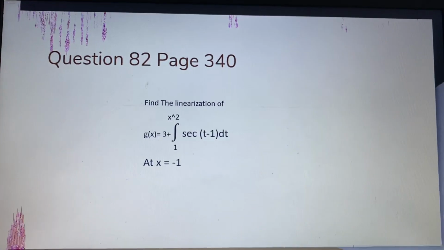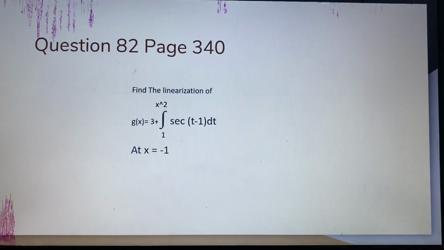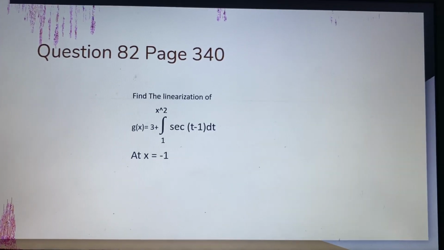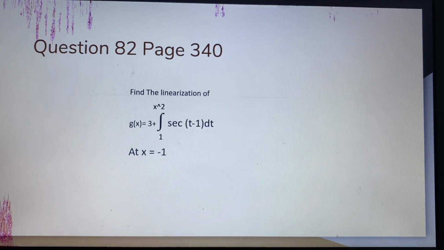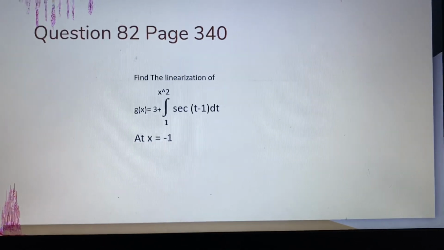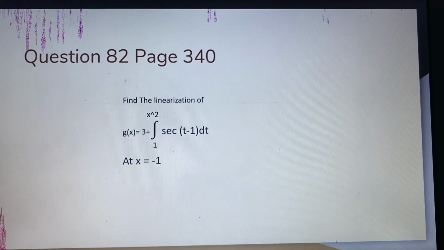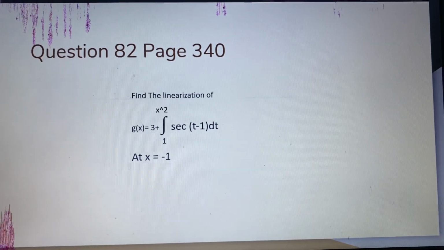So the question I chose was question 82 on page 340, and that question asks to find the linearization of g(x) equals 3 plus the integral from 1 to x squared of secant(t minus 1) dt at x being negative 1.